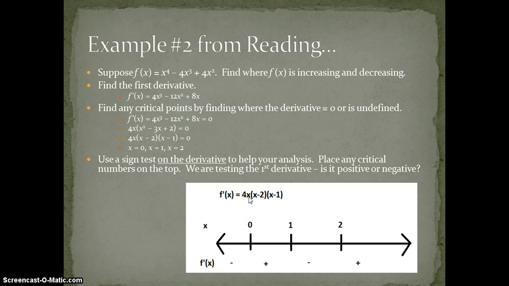After a while, you won't need to choose a number. You'll start to see patterns in this. So when we choose negative 1, we get 4 times negative 1, which is a negative number. Negative 1 minus 2, which is also negative.